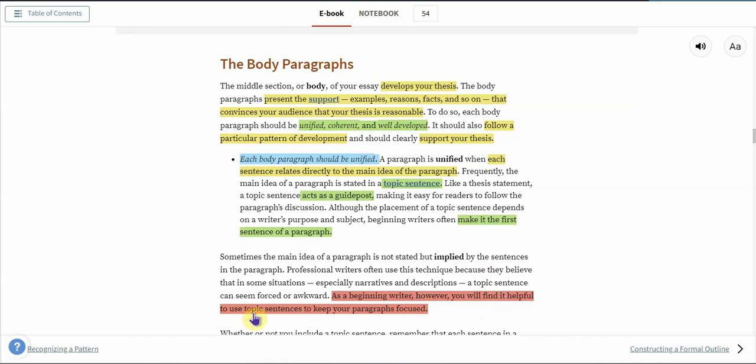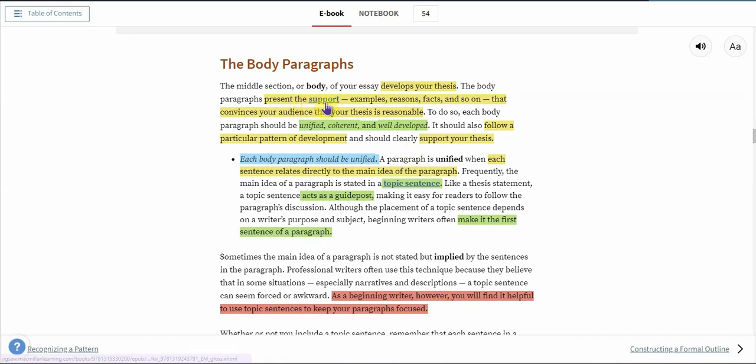So notice here it says you'll find it helpful to use topic sentences to keep your paragraphs focused. So yes, you have to use topic sentences. They must be the first sentence in your body paragraphs, right? It's kind of like a thesis statement in that it controls the paragraph. What you say is your topic in your topic sentence must be the only thing that you talk about in your body paragraph, just as the thesis tells us what the essay is going to be about, and that's the only thing you can talk about in the essay. So from the essay come the topic sentences, right?